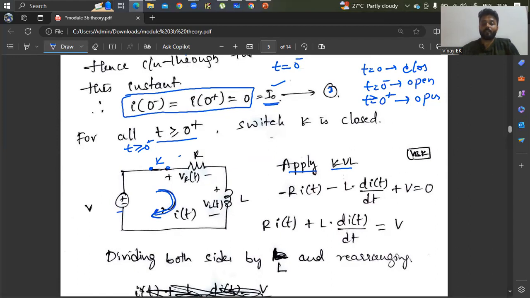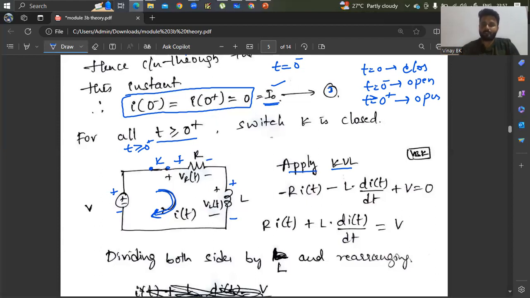You are marking the polarity minus plus, and through the resistor it is flowing from plus to minus. Again through the inductor it is flowing from plus to minus. Voltage across inductor you have written as VL of T, and voltage across resistor as VR of T. T is nothing but time dependent voltage, time dependent current.